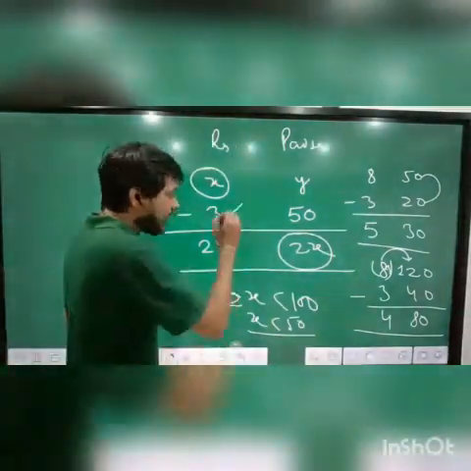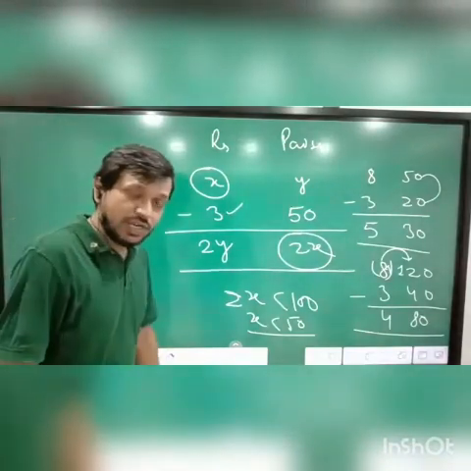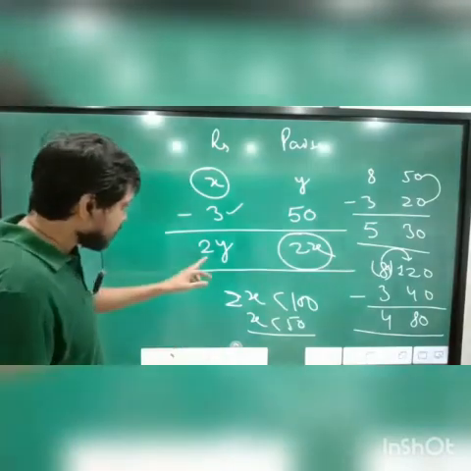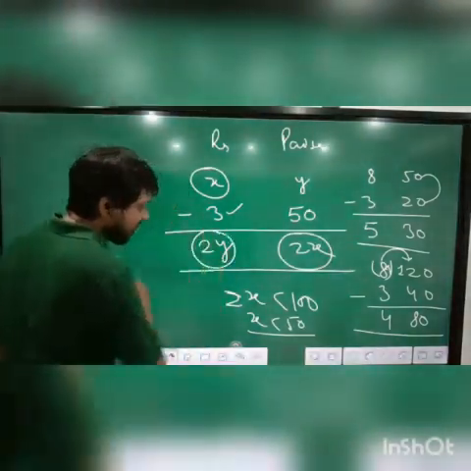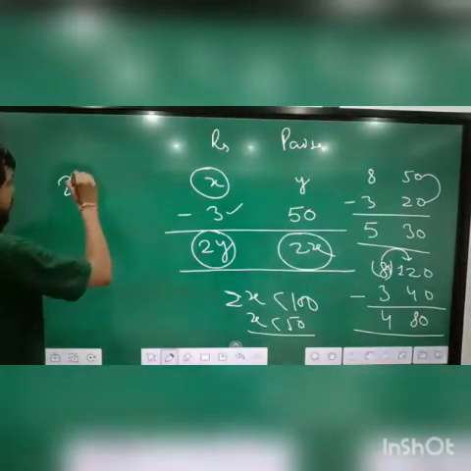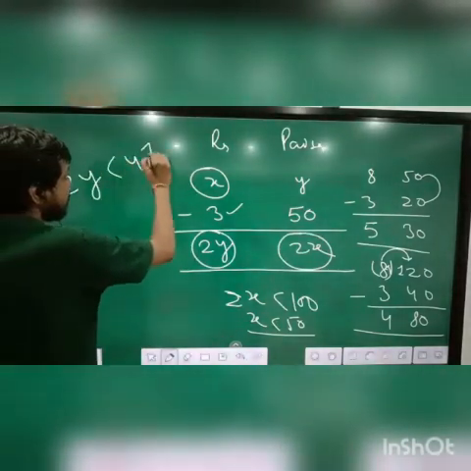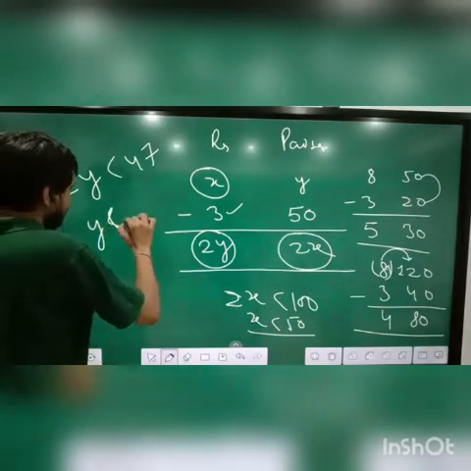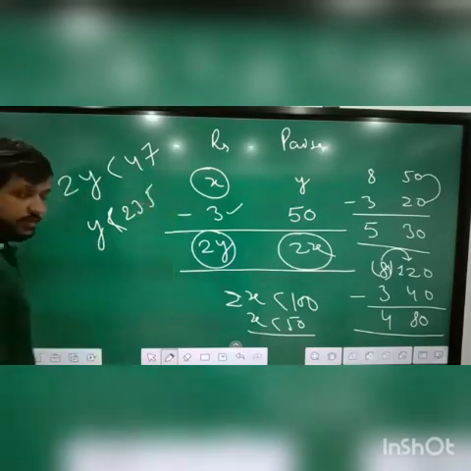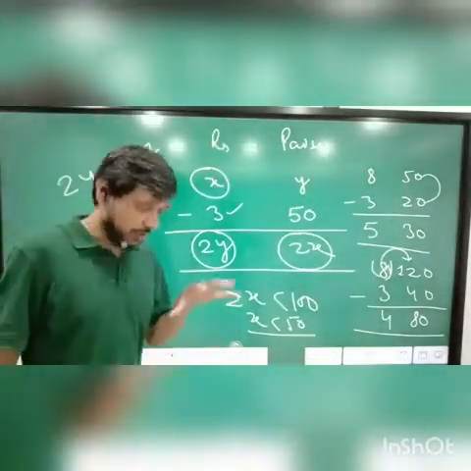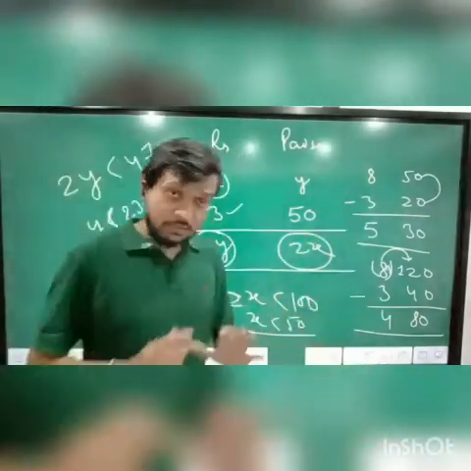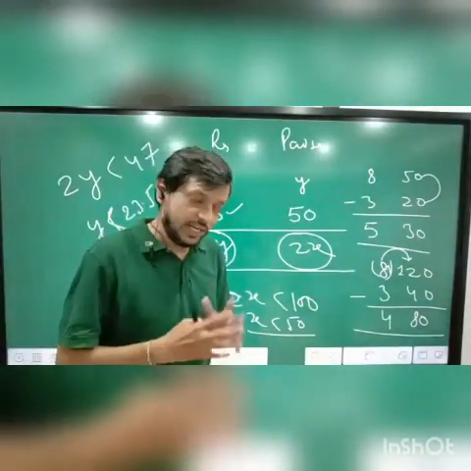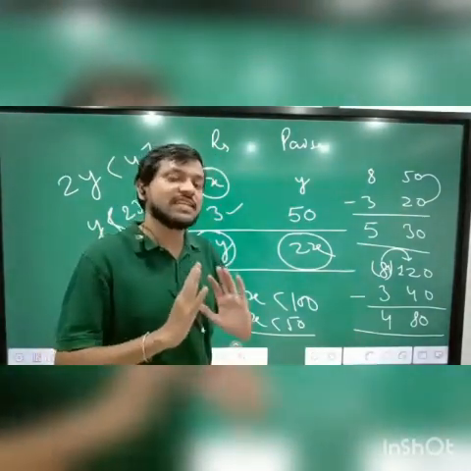And there I spent 3 rupees. So how much money should I be left with? Maximum 47. That is possible. It means 2Y, the maximum money I will have left, is 2Y. So 2Y has to be less than 47. If 2Y is less than 47, it means Y is less than 23.5. So if Y is less than 23 or 24, I am damn sure it is also less than 50. It means Y is 100% less than 50.